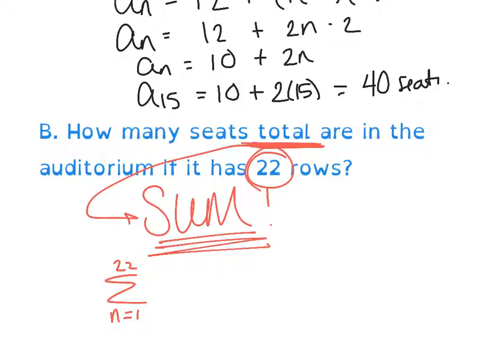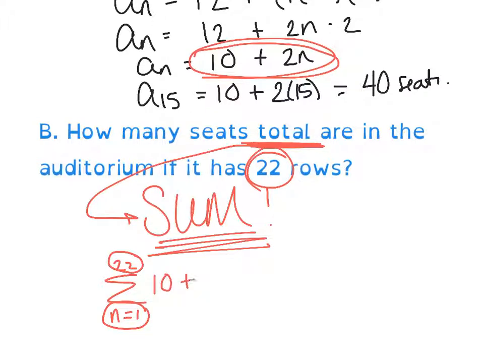So I want from the first row up until the 22nd row added together, and all I'm putting next to my summation is whatever that rule was. I'm not putting the equal sign in, I'm putting the rule, 10 plus 2n.